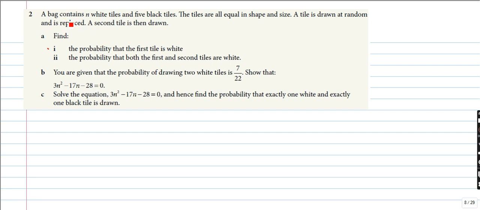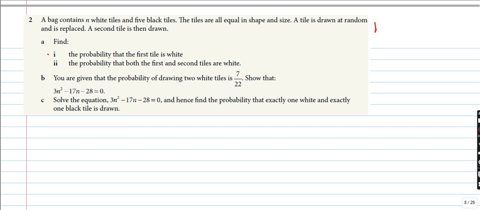Today, in this short video, I would like to talk about one of the past paper questions that discusses the knowledge of statistics and algebra. The question says that a bag contains n white tiles and 5 black tiles. The tiles are all equal in size. A tile is drawn at random and is replaced. A second tile is then drawn. So there are a total of n white and 5 black.